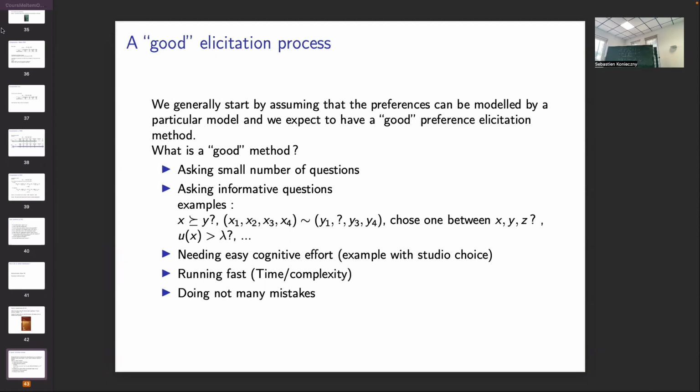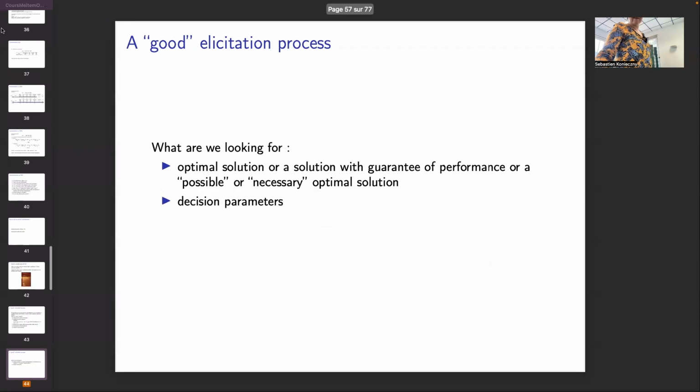Of course, the time and the complexity issues are very, very important, and I think that the difference between machine learning and preference learning for multi-criteria decision making is here. We are all the time using linear programming, mathematical programming, etc., and we are not so good at handling big data, and we have problems of computation. And of course, a good elicitation will not make many mistakes.